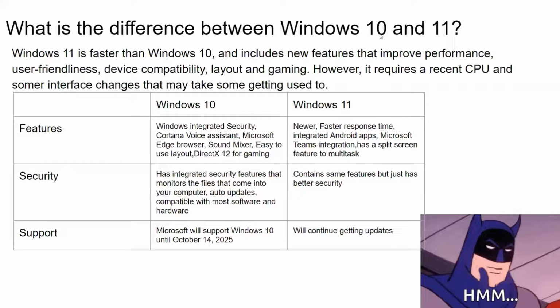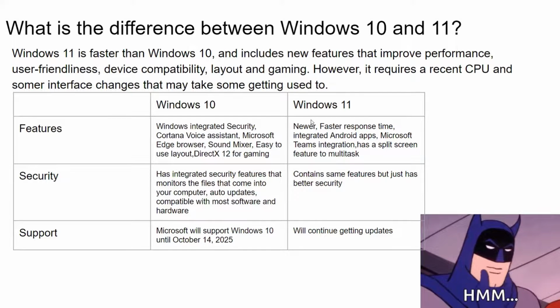So what is the difference between Windows 10 and Windows 11? Windows 11 is faster than Windows 10 and includes new features that improve performance, user-friendliness, device layout, and gaming. However, it requires a recent CPU and some interface changes that may take some getting used to.